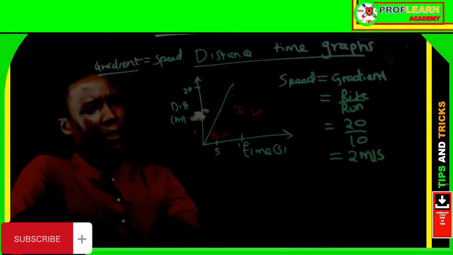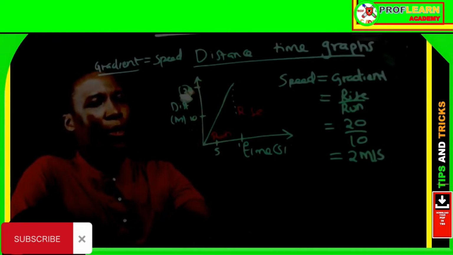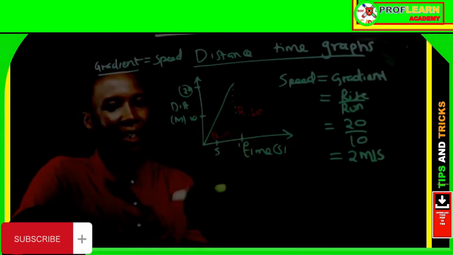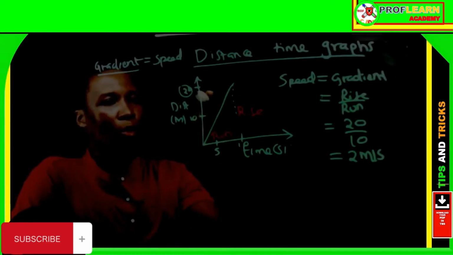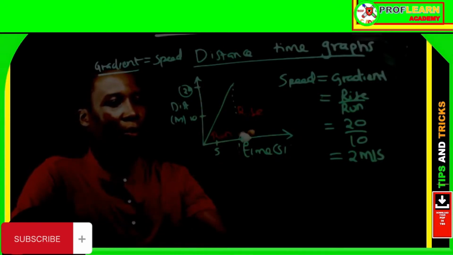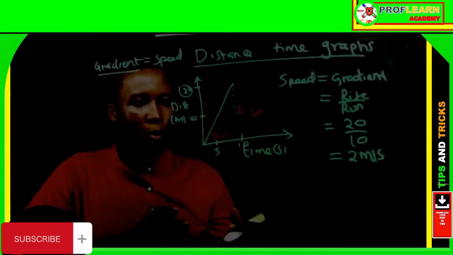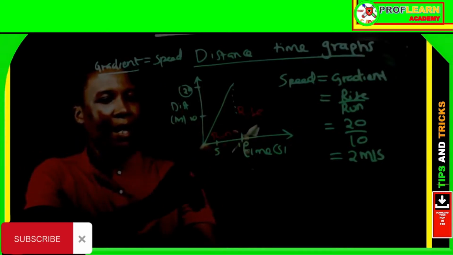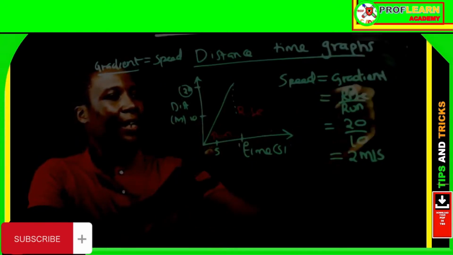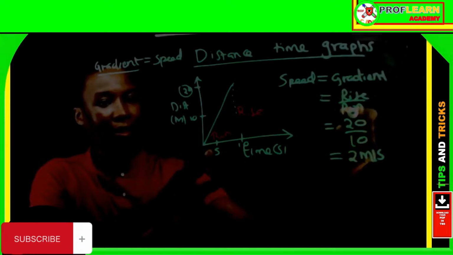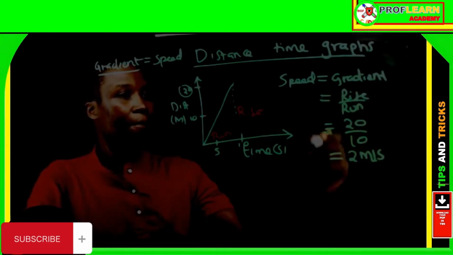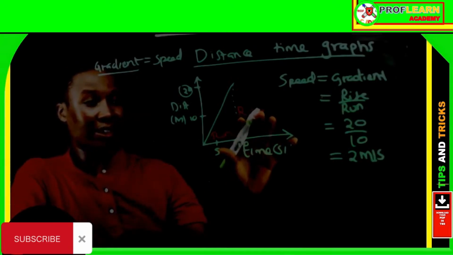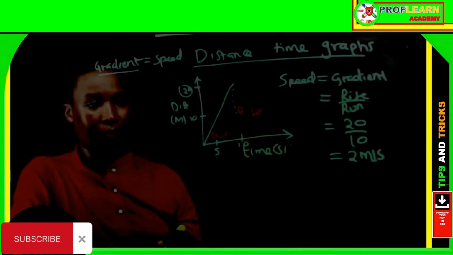You need to look at the graph that we have here. We know that for us to work out speed, ideally we divide distance by time. Now when you look at this, our distance is 20, our time is 10. Basically, we are going to get speed by dividing distance over time. And if you work out the gradient, rise is distance, run is time. So that's why we are using this feature of a graph, the gradient, to give us the speed of this particular object.